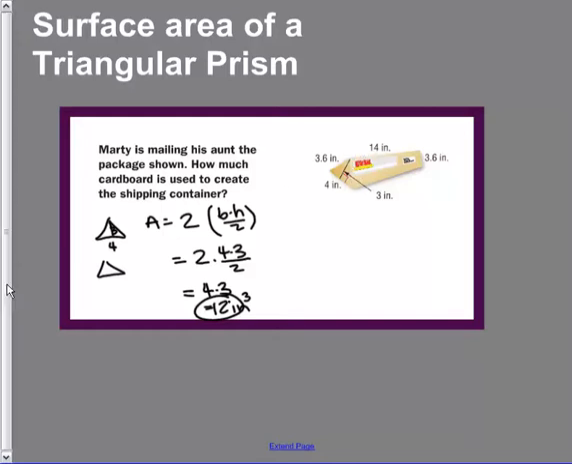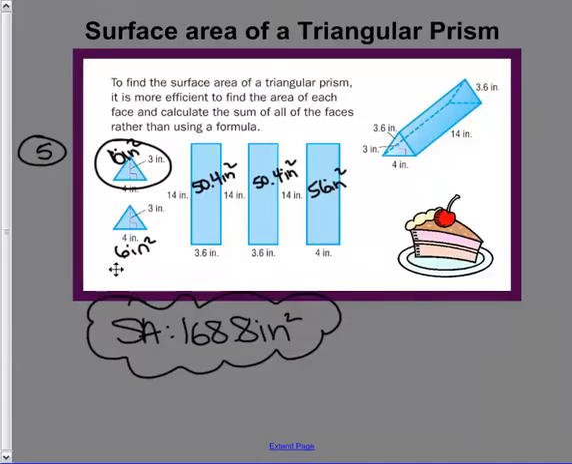If we look over here and we investigate further, we see this is 4, this is 3.6, this is 3.6, and this is 14. What are you noticing? It's the same one that we did over here, right? So the surface area, again, would be 168.8 inches squared.